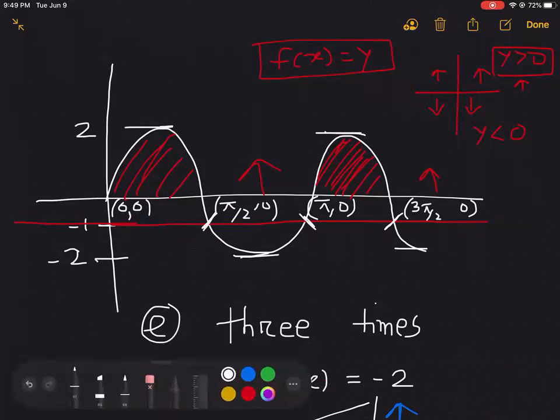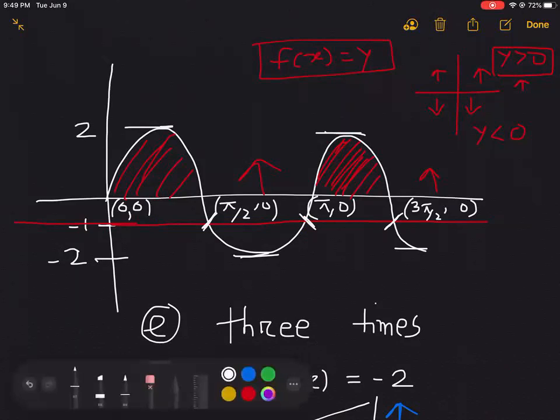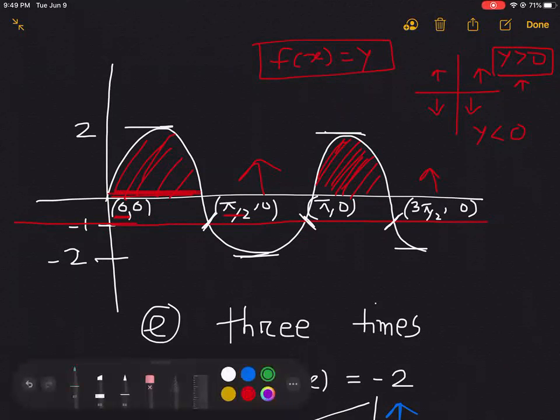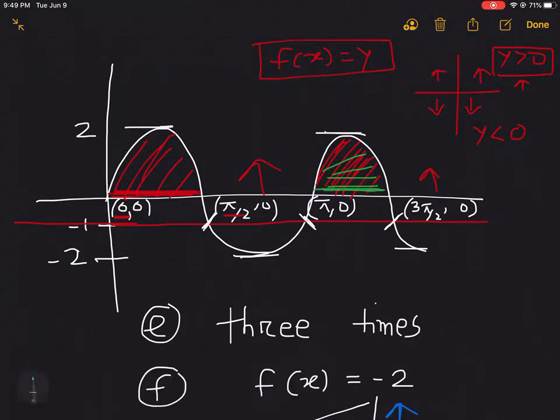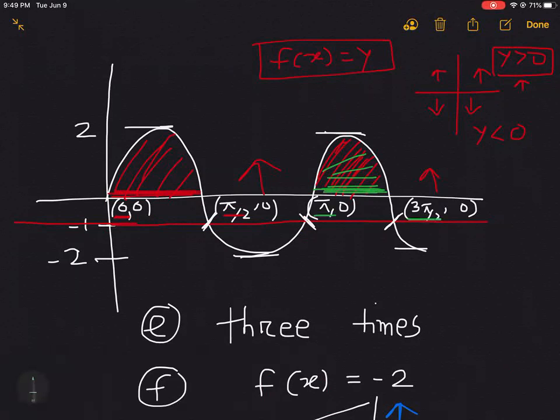Now, we want to see the area or the region for x, or the values of x rather, for which this is true, right? So as you can see, in this region, our value of x starts from 0, ends at pi over 2, right? And for this particular region, let me use a different color. For this particular region, you can see our x starts from pi and ends at 3 pi over 2. Can you see that?